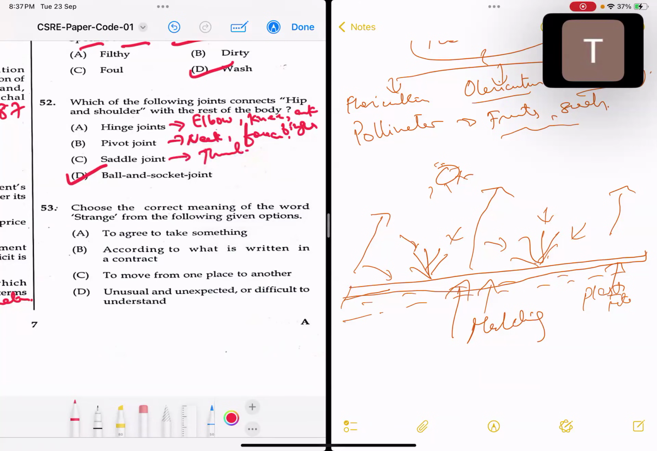Now, let's come to question number 53. Choose the correct meaning of the word strange. So if you look at it, the correct option is D, right? Strange means a bit unusual, right?